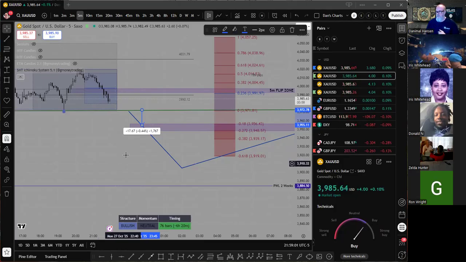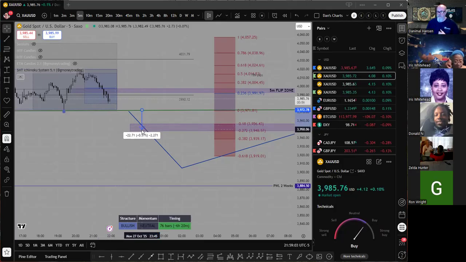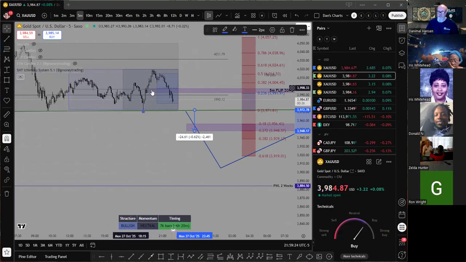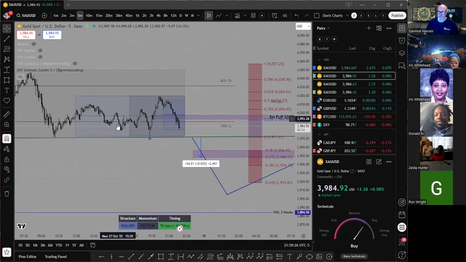Or if we go to the next level, we're talking 246 pips. So yeah. I'm not greedy. But like I said, I couldn't call this because of the fact that this structure is trading sideways.